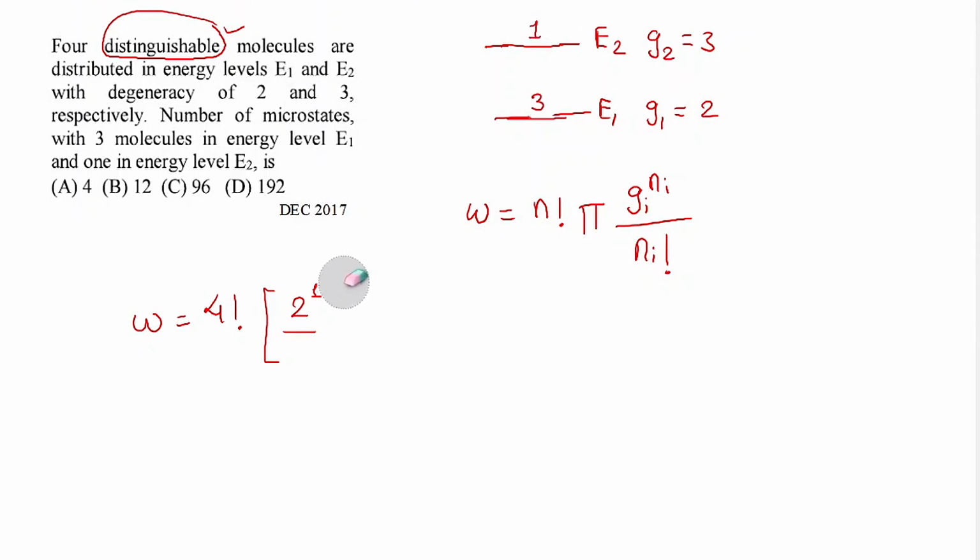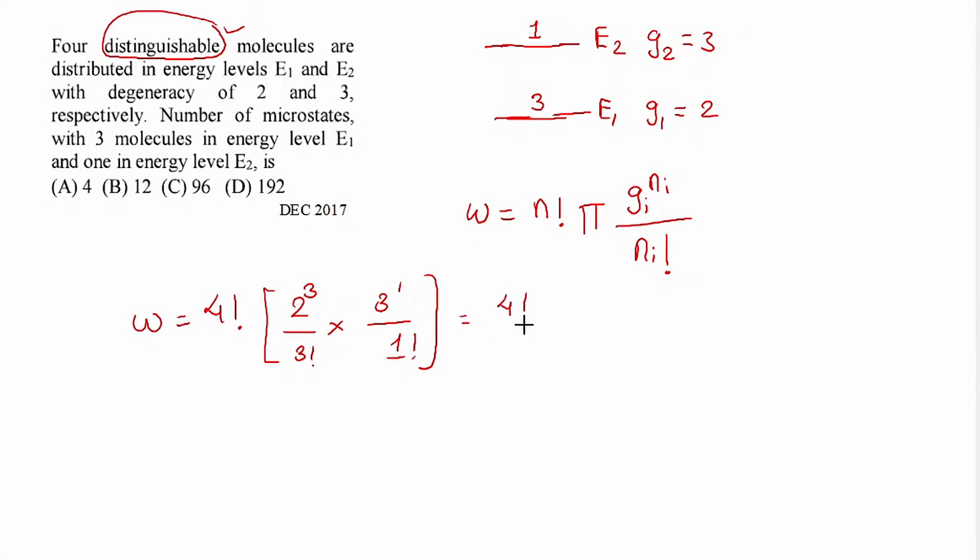Okay, so this will be 2 raised to 3, as there are 3 molecules in E1, upon 3 factorial, into 3 raised to 1 upon 1 factorial. Okay, now we will substitute the values.